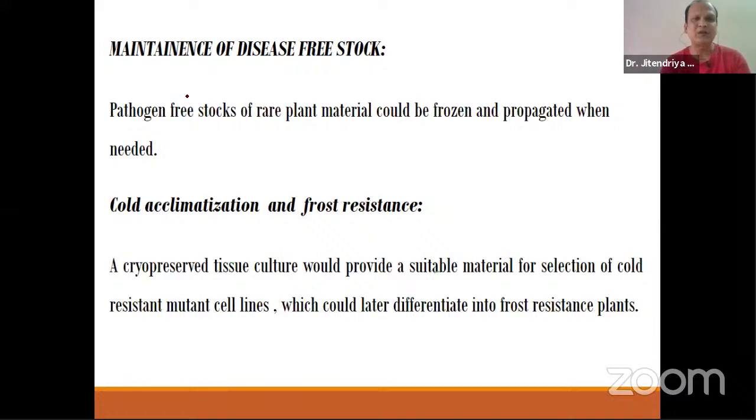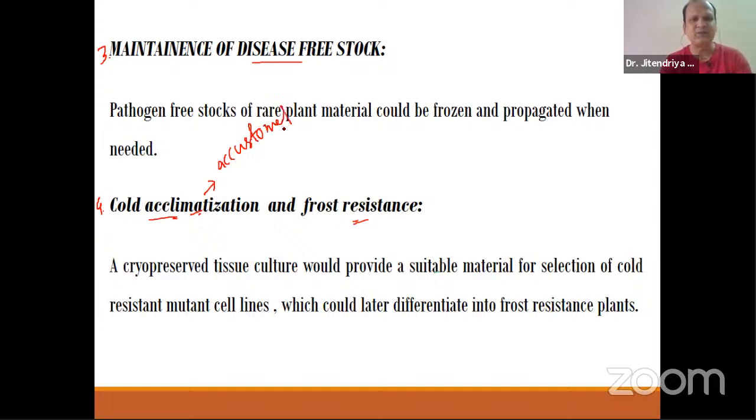What might the third application be? The maintenance of disease-free stock. This is one of the important ones. While you are choosing any plant material, if it is disease-free or pathogen-free, those plants should be frozen or further used, and that's why that can also be preferred. The fourth one is cold acclimatization and frost resistance. Acclimatization means those tissues or plants which are accustomed to such conditions. That means they can survive in that condition.